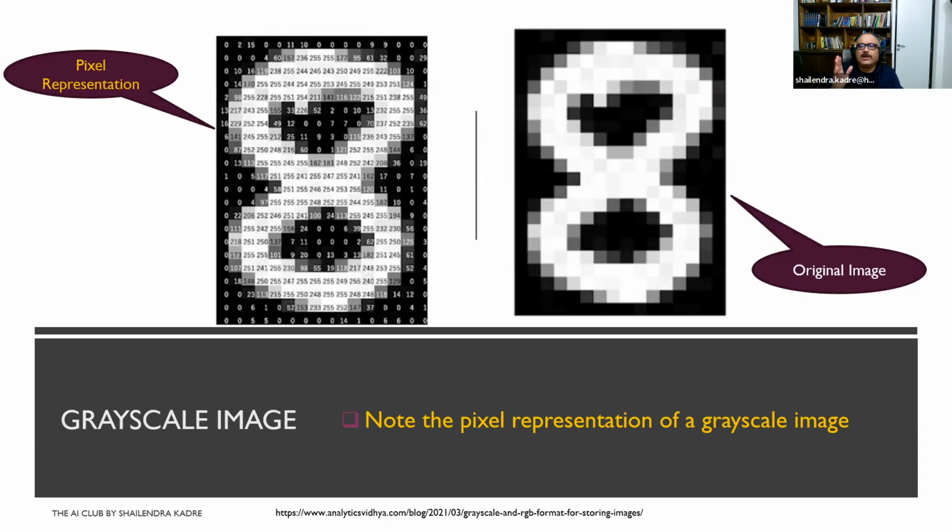Understood? So the value of a pixel will be 0 for black and 255 for white. So this is how it looks when I give a number. Very simple, original image, pixel representation. We have seen that.